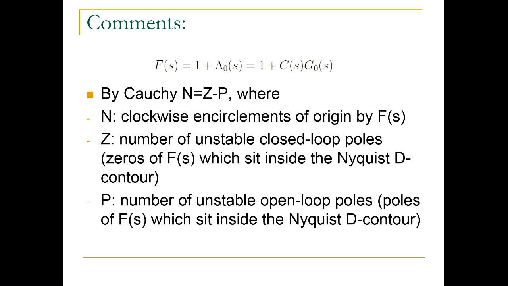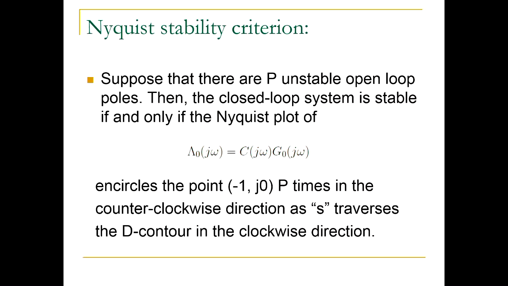So we have this transfer function by Cauchy, n is equal to z minus p, where n is the clockwise encirclements of the origin by f of s, z is the number of unstable closed loop poles, or zeros of f of s, which sit inside the Nyquist D contour, and p is the number of unstable open loop poles of f of s. Open loop poles, lambda 0 poles, are the same as f of s poles. All right, so this is the Nyquist stability criterion, precisely stated.